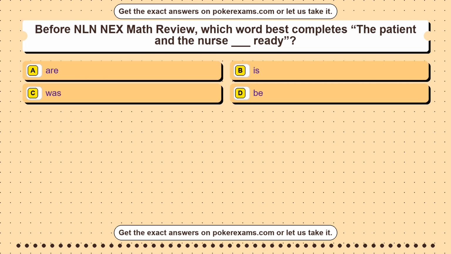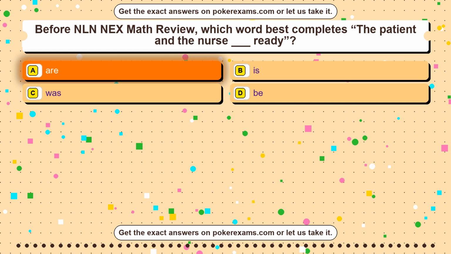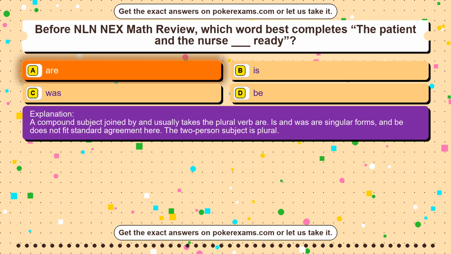Question 45. Before NLN NEX Math review, which word best completes the sentence: the patient and the nurse blank ready? Option A are. Option B is. Option C was. Option D be. The correct answer is option A, are. A compound subject joined by and usually takes the plural verb are.